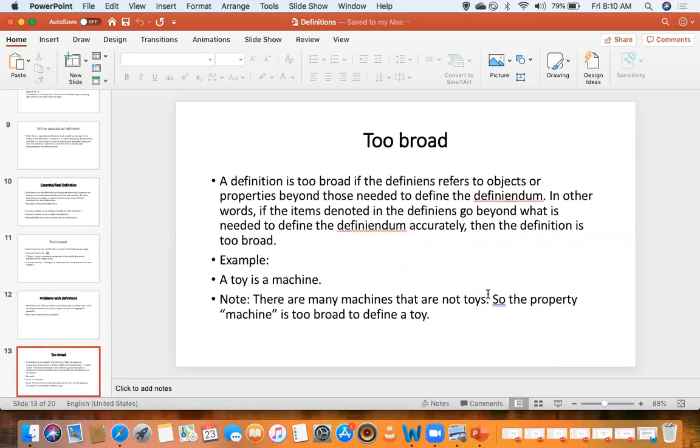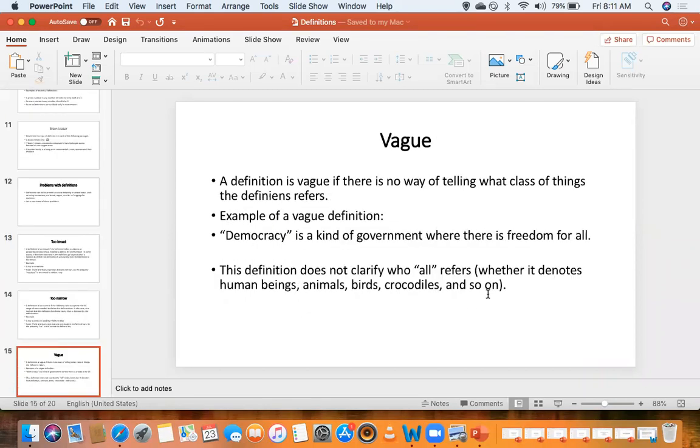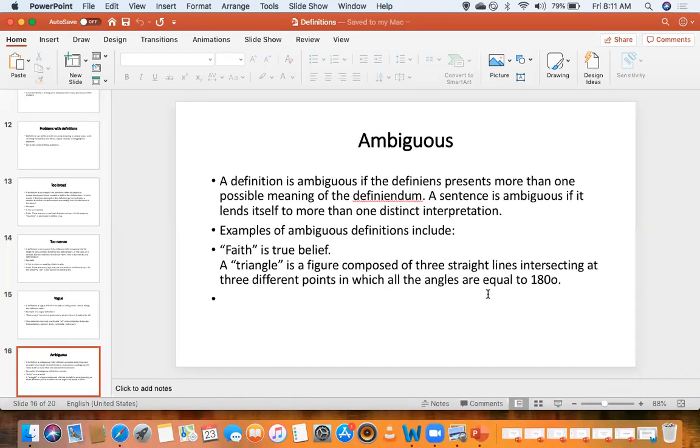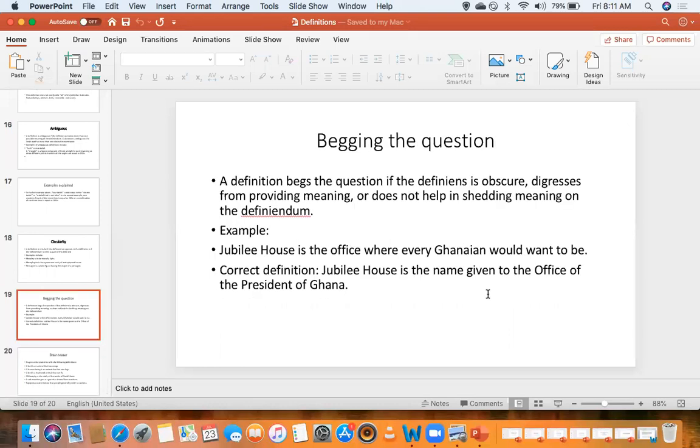We saw problems with definitions, such as too broad: a definition that captures items in the world that go beyond what is needed to define the definiendum. Such a definition is too broad. We saw too narrow definitions, whose definiens does not capture the sufficient items needed to define the definiendum. Then we saw vague definitions, ambiguous definitions, and circularity, definitions where the definiens repeats the definiendum, begging the question. We also saw definitions whose definiens is obscure or digresses from providing meaning, or does not even help in shedding meaning on the definiendum.